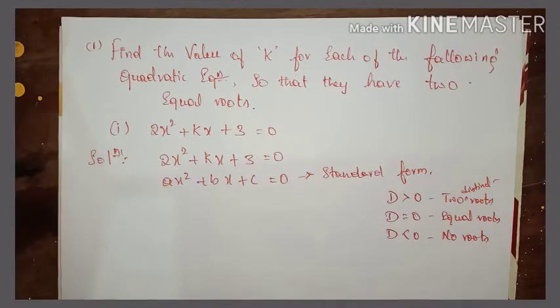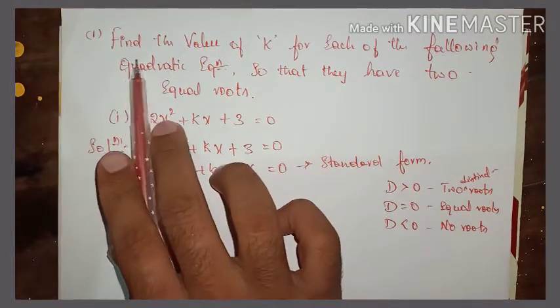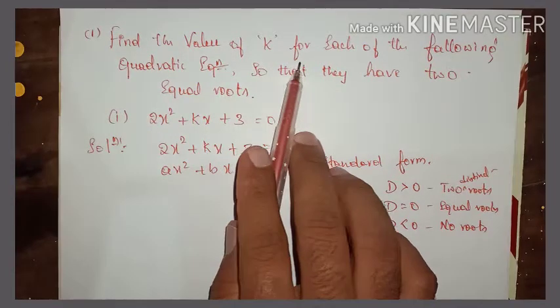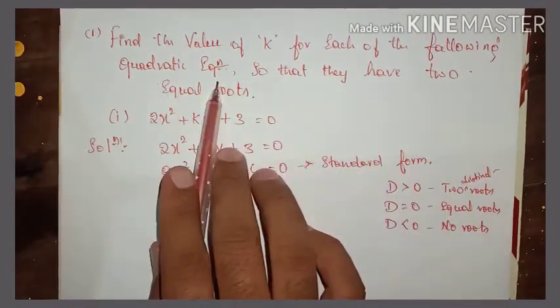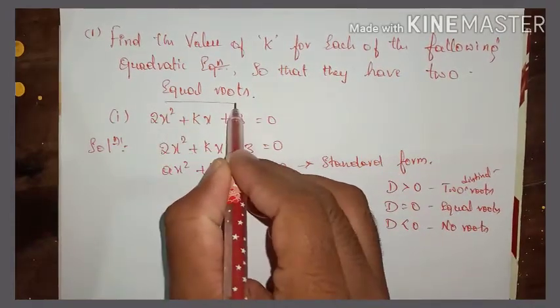Hello everyone. Today's question is from the chapter Quadratic Equation. Exercise 4.4, second main, first question. Here is the question: Find the value of k for each of the following quadratic equations so that they have two equal roots.